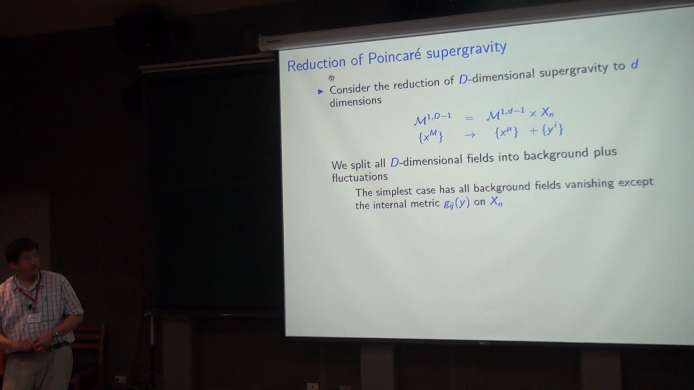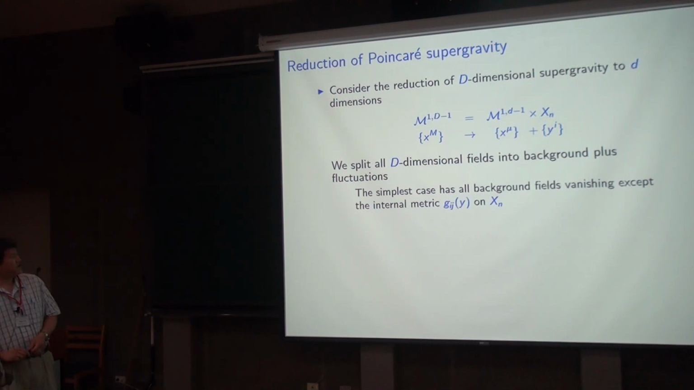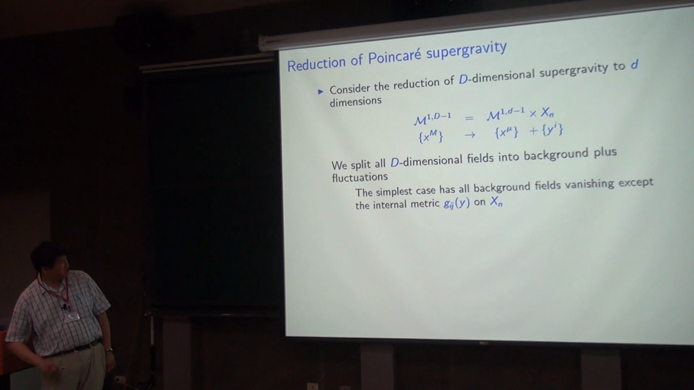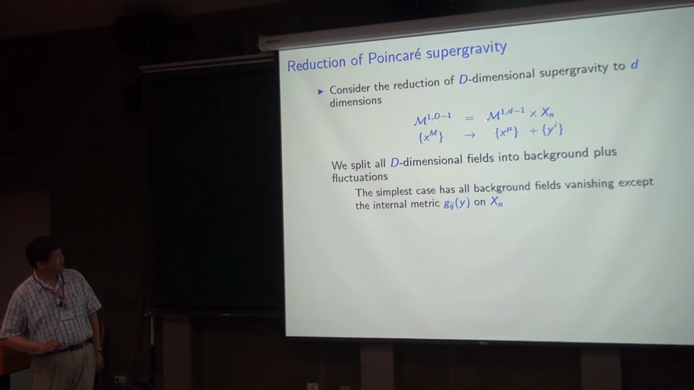So let's look at the Killing spinor equation. Again, this is my standard Kaluza-Klein type reduction. I have a capital D dimensional manifold with coordinates x^M. I split it into a lower dimensional manifold of dimension little d, and an internal manifold of n dimensions, with space-time coordinates and internal space coordinates.